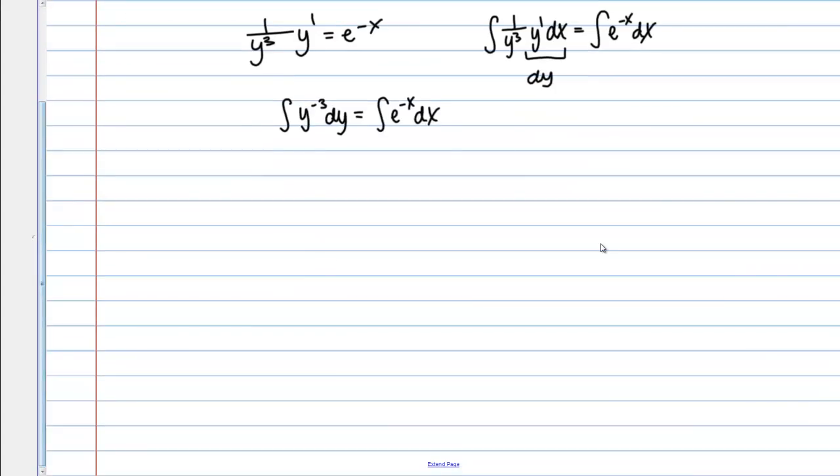Then my next step is to evaluate these integrals if possible, and these both look pretty straightforward. On the left-hand side, I get y to the negative 2 over negative 2. On the right, the integral of e to the negative x is negative e to the negative x, and then I have plus a constant of integration. Let's clean this up a little bit. We can start by multiplying both sides by negative 2, so that this becomes y to the negative 2 equals 2e to the negative x minus 2c1.